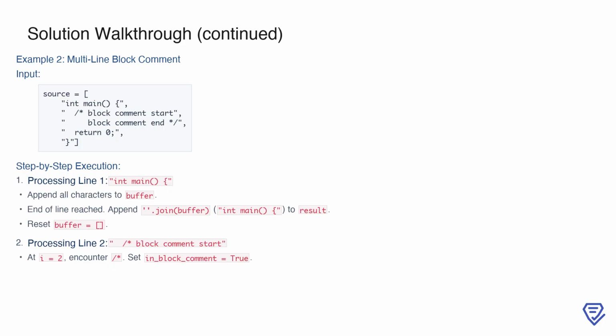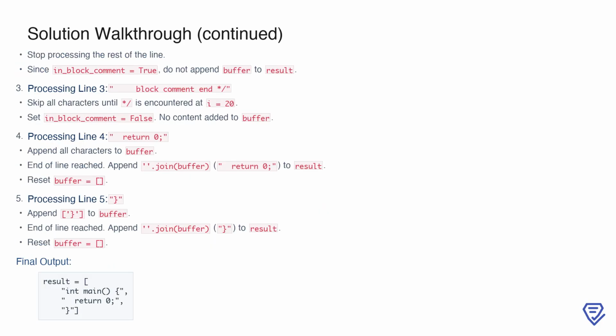The subsequent lines will now require careful handling of this block comment. While processing the third line, we skip all characters until the / symbol is encountered, marking the end of the block comment. Once the block comment ends, the in_block_comment flag is set to false. Since no valid code was collected in the buffer while skipping characters, nothing is added to the result.